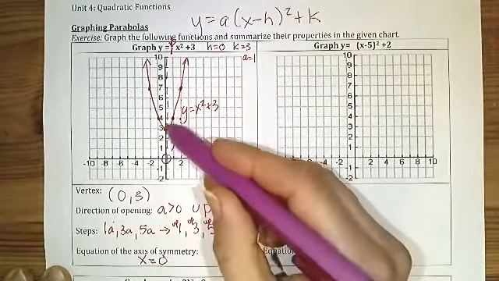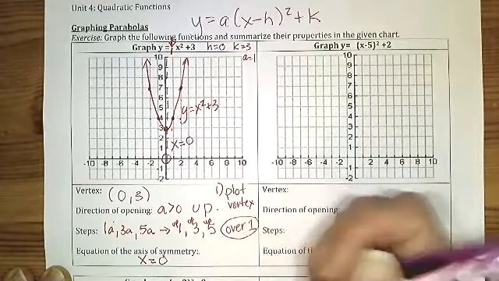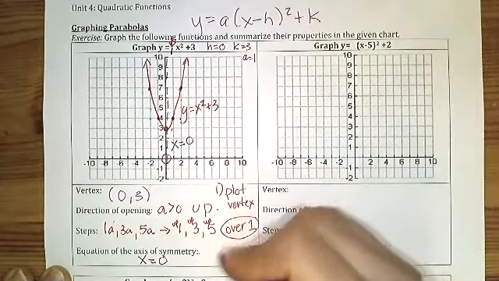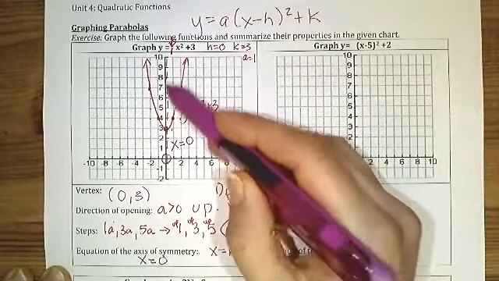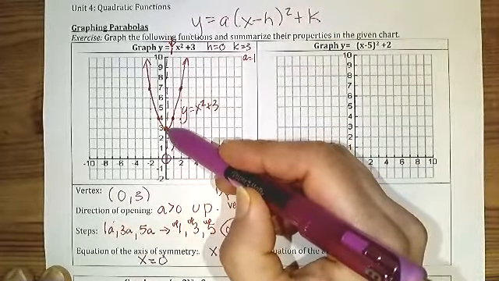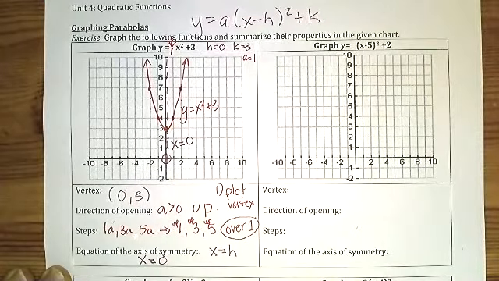As you can see, this goes directly through the vertex at the h value. So we know the axis of symmetry will be in the form x is equal to h, because it will always go through the vertex. And we want the h value of the vertex, which in this case is 0.